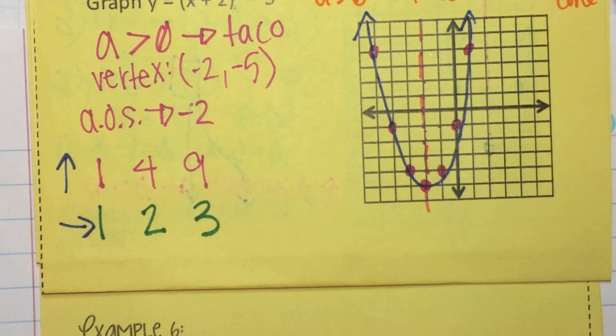How many would we go up after 9? 12 is not a perfect square. So how many would we go up after 9? 16. And then we would go right how many? 4. And then we would go up how many? 25. And then we would go right how many? 5. And then we would go up how many? 3. And then we would go right how many? 6. And then we would go up how many? 49. And then we go right how many? 7. Then 64. Every time.